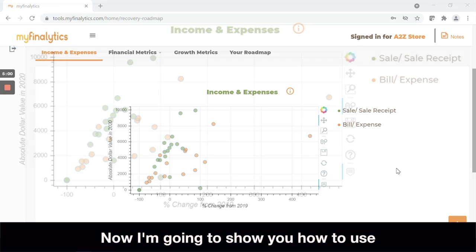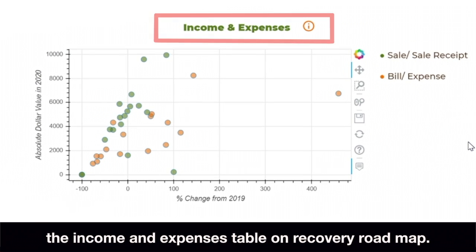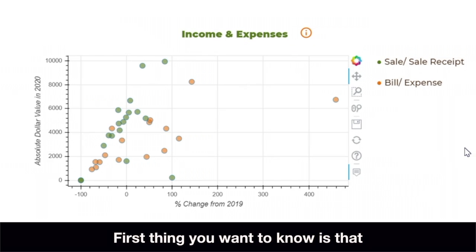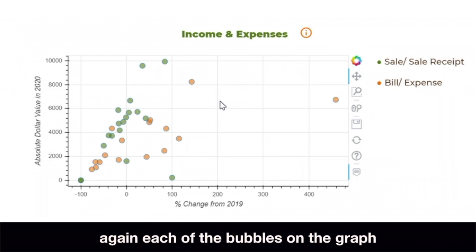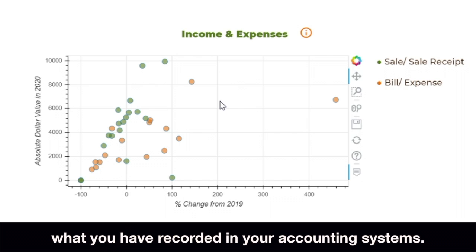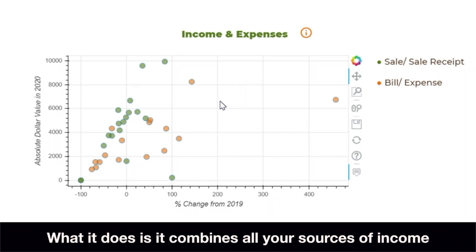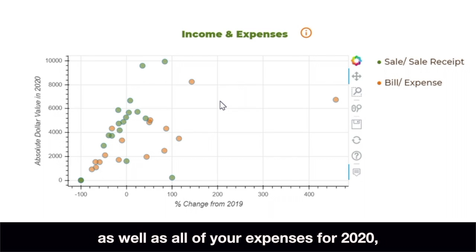Now I'm going to show you how to use the income and expenses table on Recovery Roadmap. First thing you want to know is that, again, each of the bubbles on the graph is going to be based on your information. So what do you have recorded in your accounting systems? Now this graph shows you a number of things. What it does is it combines all of your sources of income as well as all of your expenses for 2020. That's the first thing.